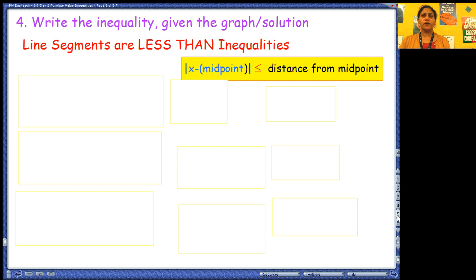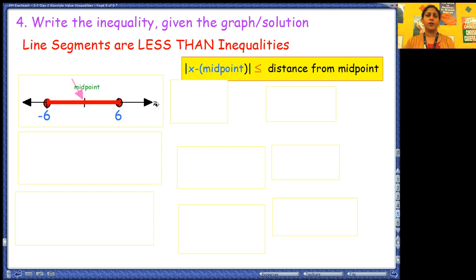The last part of this video is to learn how to write the inequality if you're given the graph and the solution. So, line segments are less than inequalities, and the formula we're going to use is absolute value of x minus the midpoint is less than the distance of the endpoints from the midpoint.